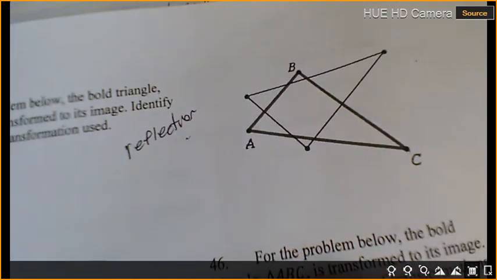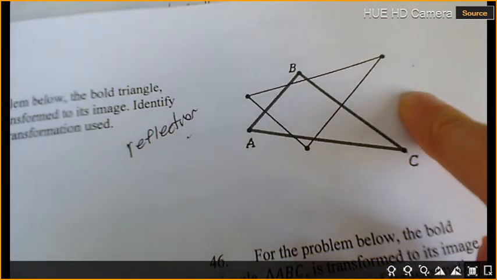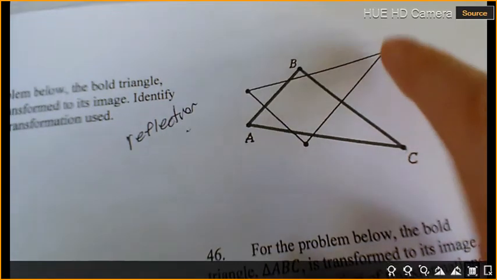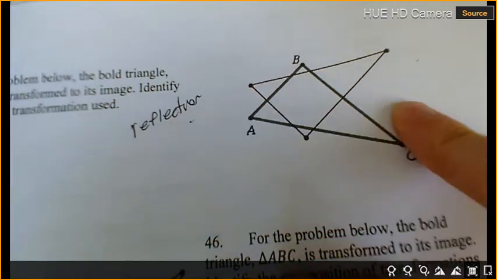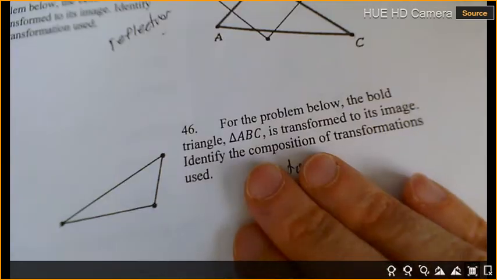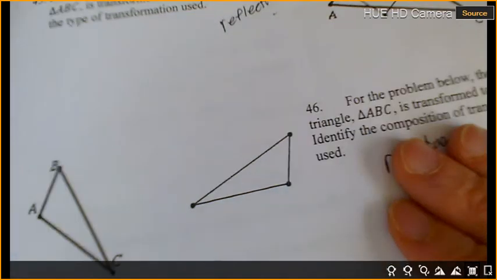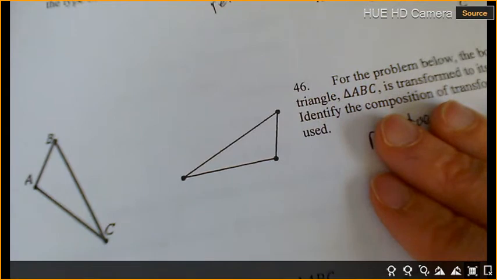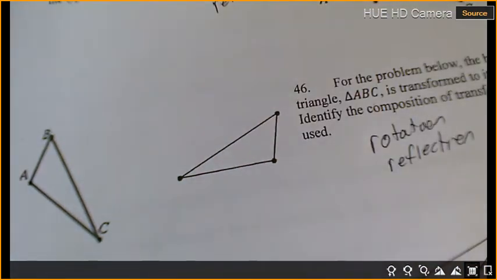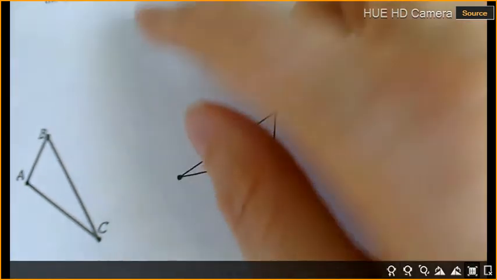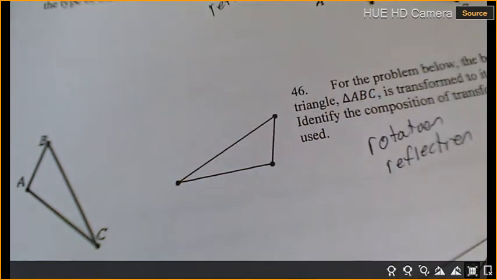How's that a reflection? If I put a line right down the middle, it just folded in half. This goes here. This goes here. This goes here. Fold right in half. 46. What two things are happening here for number 46? A rotation for sure, and what else? Because if I rotate it right here, it's still facing the wrong way, and if I reflect it. For 46, 47, and 48, there are two. For 43, 44, and 45, there's only one.